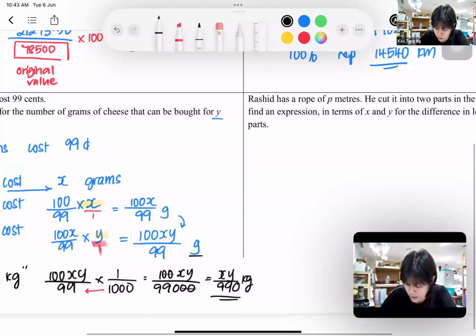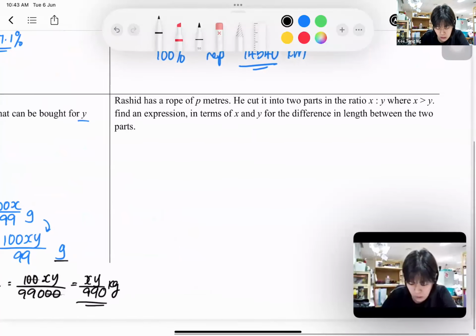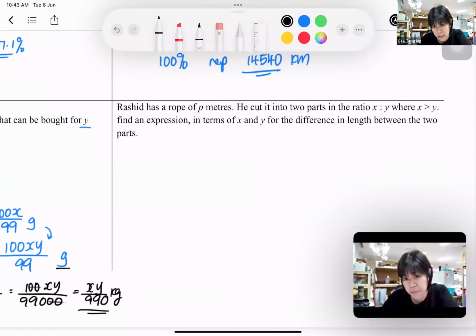Okay, I'm going to continue the next part. Rashid has a rope of P meters. He cut into two parts in the ratio. Before we begin with this question, let's do a very simple example. Let's say Rashid has a total of 10 meters, and then he cut into two parts where X is bigger than Y, in the ratio 3:2, for example. How would you start off?